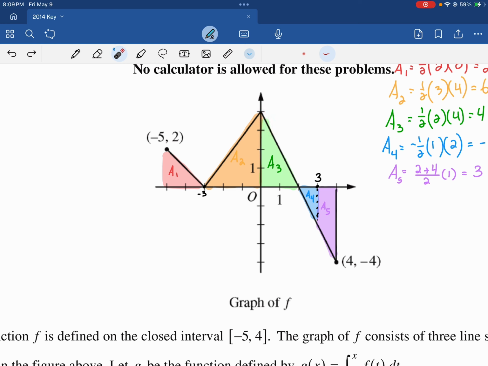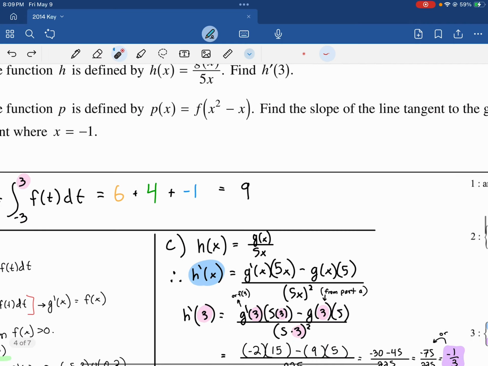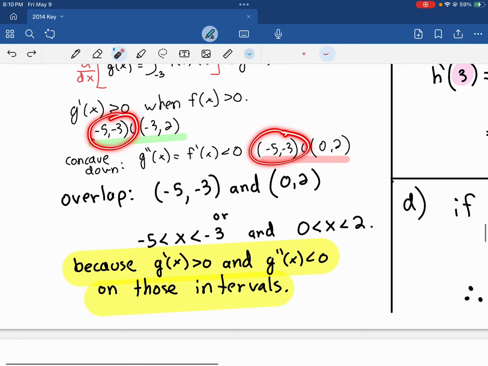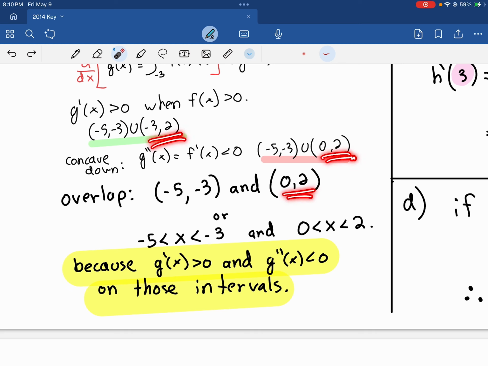I really just need the overlap of these intervals. One of them was, for the most part, everything in between here. The other one was this section and this section, and there are going to be 2 intervals that overlap. -5 to -3 is one of those they have in common. These don't fully overlap, but they do overlap from 0 to 2.